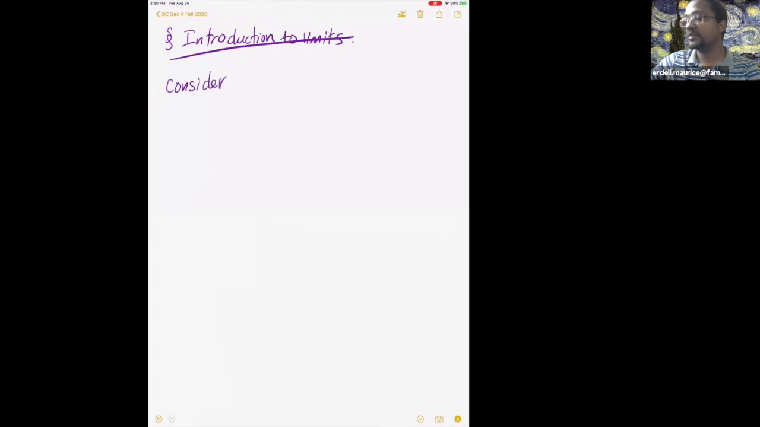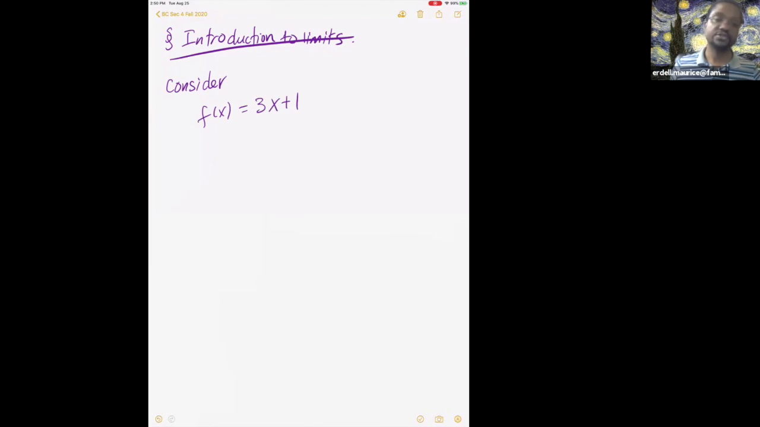And we're looking at an introduction to limits. Consider the function f of x is equal to 3x plus 1.